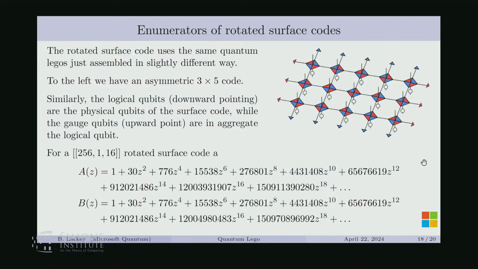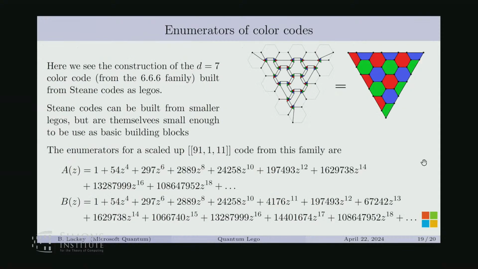It wasn't my laptop. It might have been more than 20 minutes on mine. It's not very good, but this is actually computing these enumerators exactly in closed form over the integers. So there's no approximations. We just get the exact answer. All right, so coming to the end here, color code, same sort of thing.